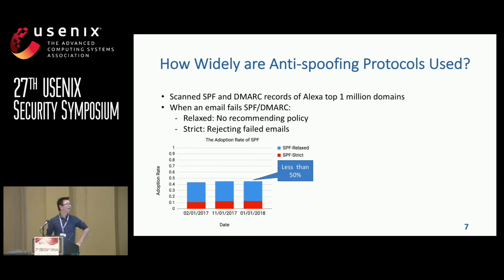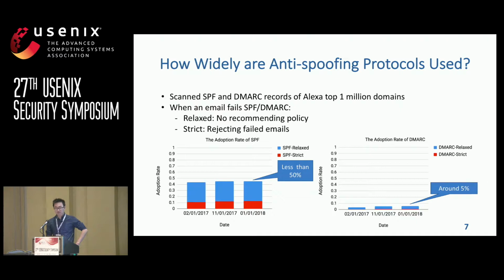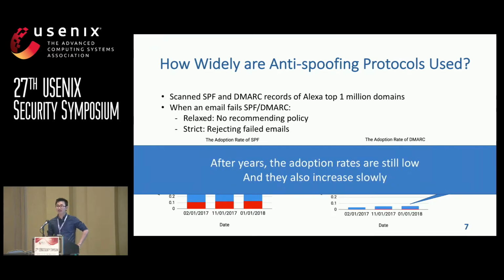We performed the scanning 3 times, spanning nearly a year. As you can see, the adoption rate for SPF is around 50%, and the strict policy is around 15%. After a year, the adoption rate basically stayed the same. For DMARC, the adoption rate is around 5%, and the strict policy rate is around 1%. After a year, the adoption rate didn't increase much. So the conclusion here is, after years, the adoption rates are still low, and they also increase very slowly.